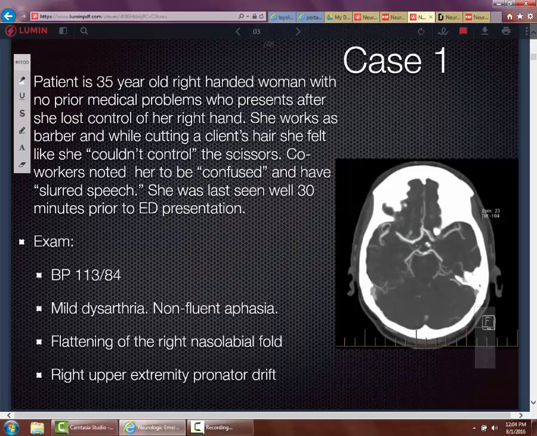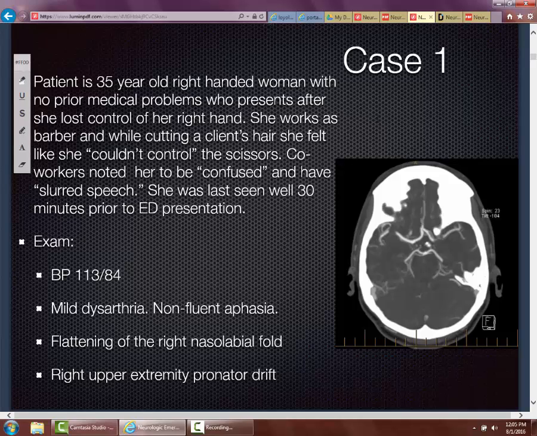So we'll start with a case. This is a real case. She was a 35-year-old right-handed woman. She said she had no prior medical problems, and she works as a barber, and while cutting one of her client's hair, she suddenly lost control of the scissors. Her coworkers said that she was confused, in their own words, and they also said she had slurred speech. She was last seen 30 minutes prior to when we saw her.